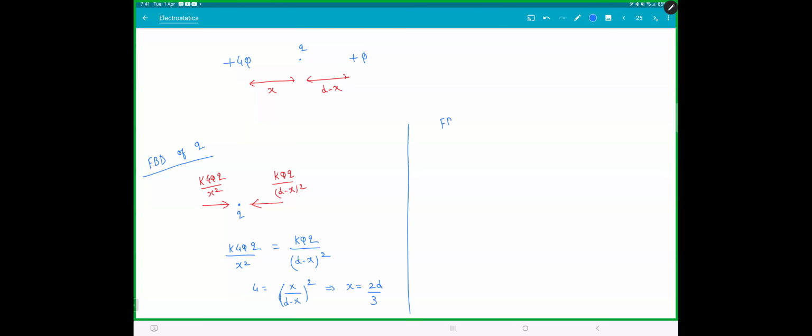Similarly, if you try to draw the FBD of 4q, remember that is also in equilibrium. You could have drawn it for q also. This is 4q. Again, remember, I'm assuming small q is positive. I don't know the sign. So this guy will also push, which is k 4q small q by x square. This guy will also push, which is k q 4q by d square. I know that is not possible, so the sign will take care of it. Something is negative here. So k 4q small q by x square plus 4kq square by d square is equal to 0. We get small q is equal to minus q x square by d square. X is 2d by 3, so minus 4q by 9.